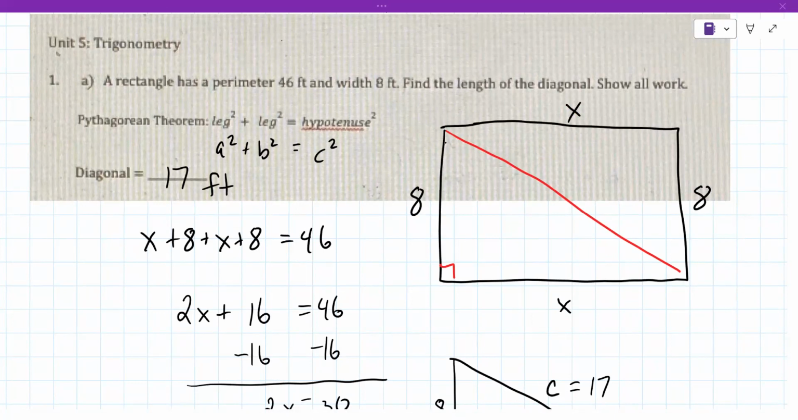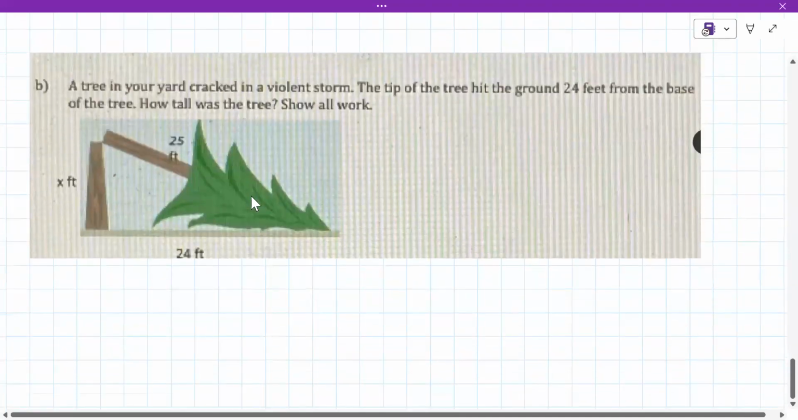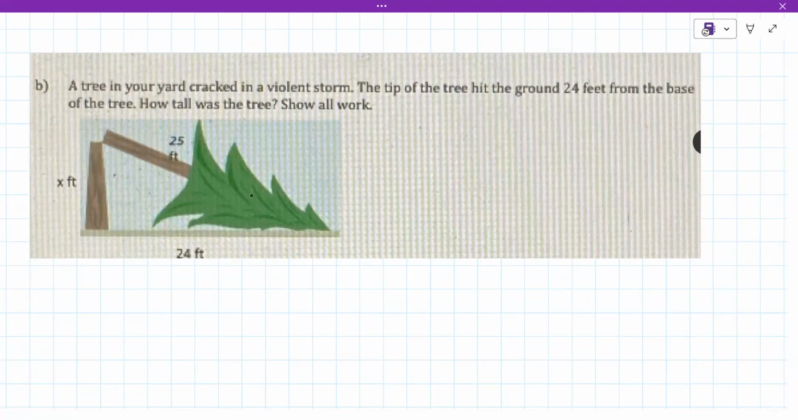Okay, good job on that. So let's go to problem number 2. Got the tree that's fallen over. Part B, you got the tree. All right, a tree in your yard cracked in a violent storm. The tip of that tree hit the ground 24 feet from the base of the tree. How tall was the tree?